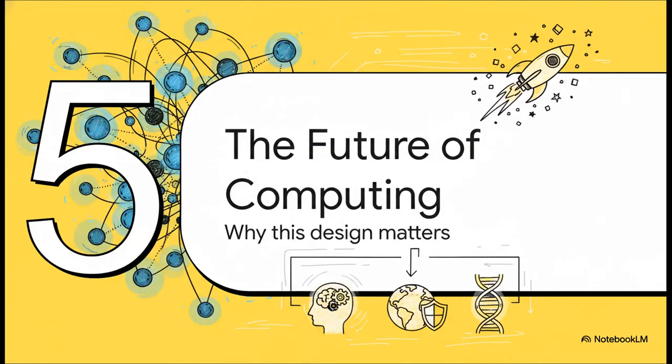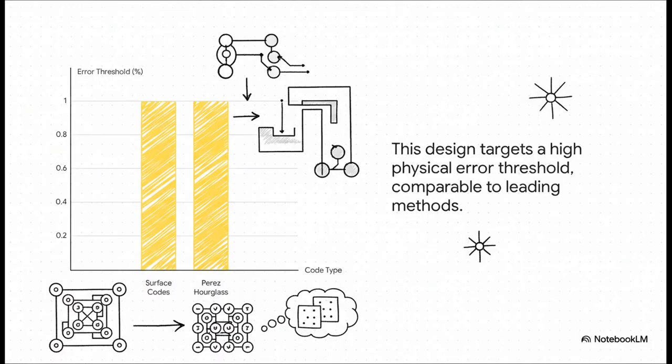So, after all this theory, we have to ask the big question. Why does any of this actually matter? What would building a machine based on this radical blueprint actually mean for the real world? Well, it really all comes down to efficiency. This design is aiming for a physical error threshold of about 1%. That's pretty similar to the leading method we use today, called the surface code. But, and this is the absolute key, it promises to get to that same level of fault tolerance with way less overhead. That means you'd need fewer physical qubits for every single error-corrected logical qubit.